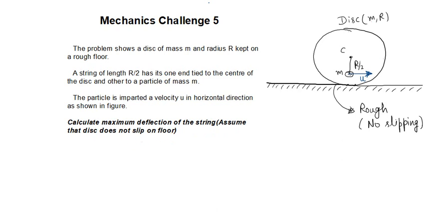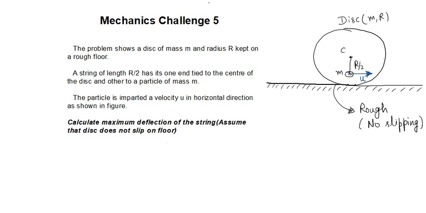So I have already told you that the floor is rough and the floor is sufficiently rough such that there is no slipping between the floor and this disk. So we have to assume that the disk does not slip on the floor. So at any instant the disk is doing pure rolling on the floor. So assuming all these things, we have to calculate the maximum deflection of the string. What will be the maximum deflection of the string? So please give it a try before looking at the solution.